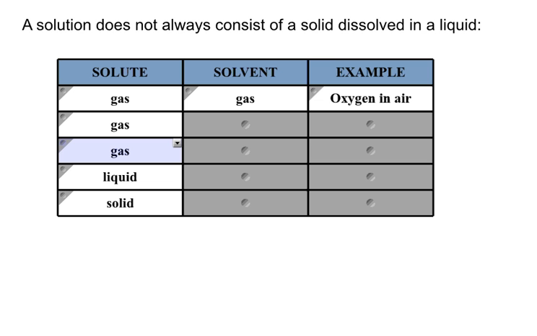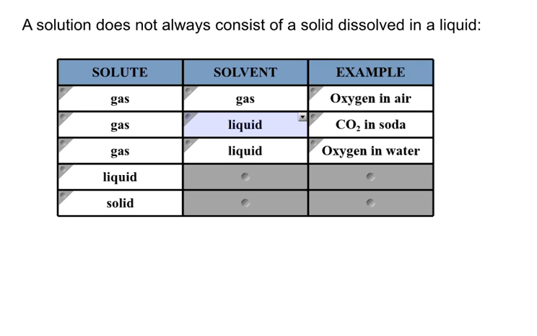It would be a homogeneous solution, but because you have something dissolved in something else, it's still considered a solution. You could also dissolve a gas in a liquid, and you've probably already seen these before: carbon dioxide in soda or pop. Those bubbles in your pop are actually carbon dioxide, which is a gas, and it's dissolved in the liquid. So there's another example of a different kind of solution.